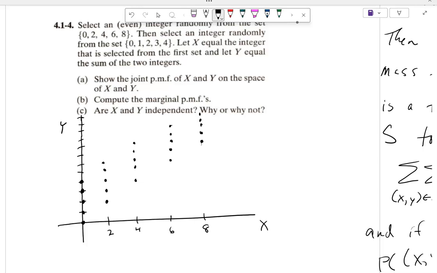1 over 25. Yeah, exactly. It's 1 over 25, right? There's 5 ways to choose the first number. There's 5 ways to choose the second number. So for any particular pair, it'd be 1/25th, right?